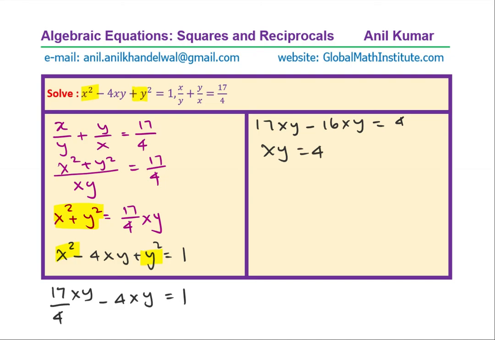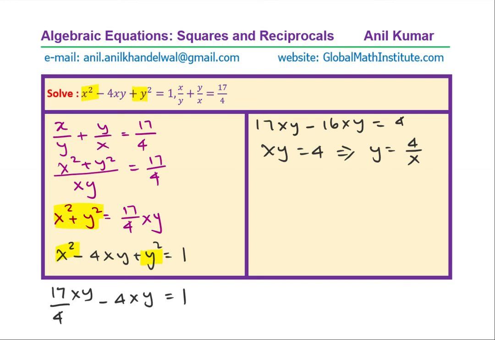So we can say that y is equal to 4 over x. So we get the value of y as 4 over x. That should help us to find the solution, right? So if y is 4 over x, we can substitute this value for xy and then find the solution, right?